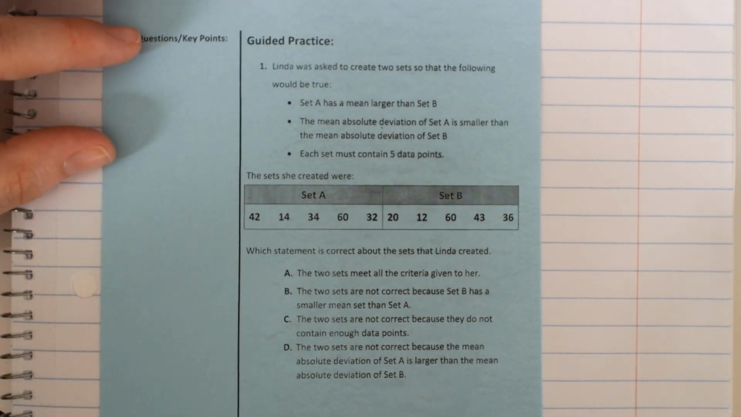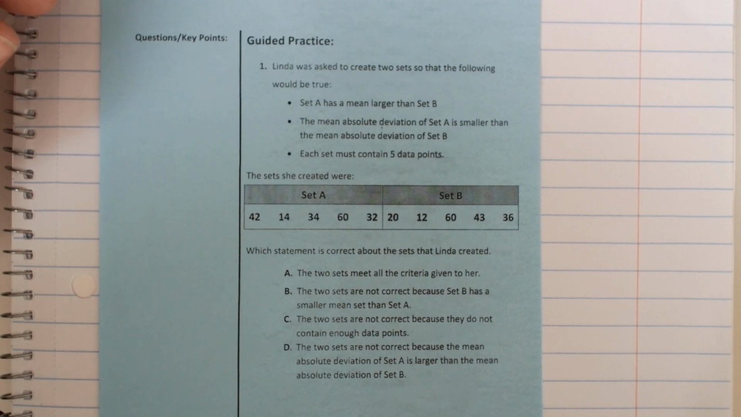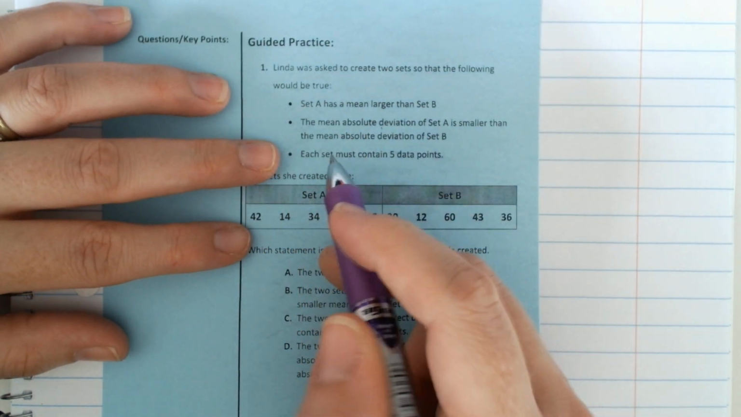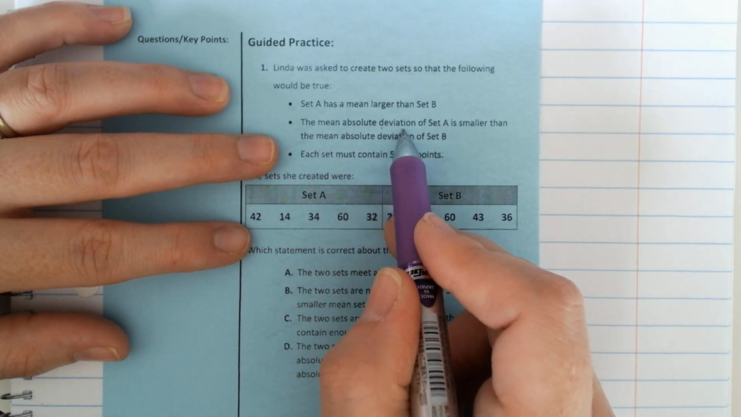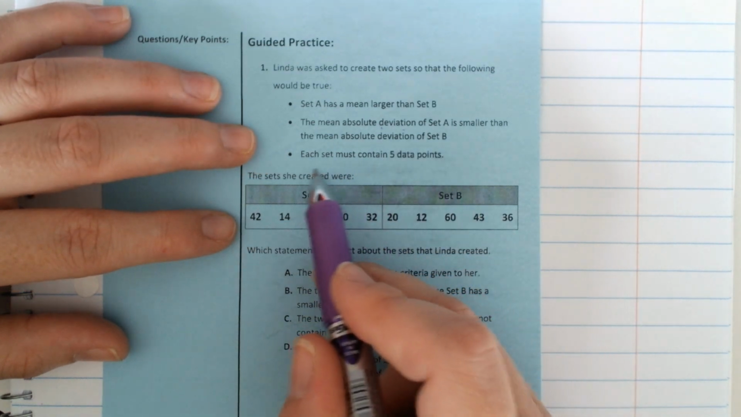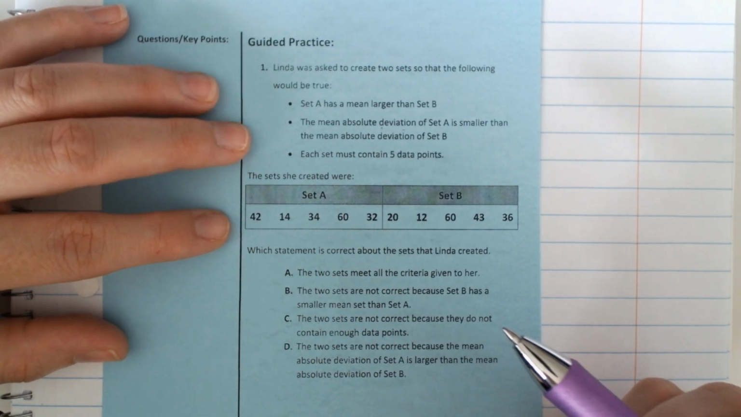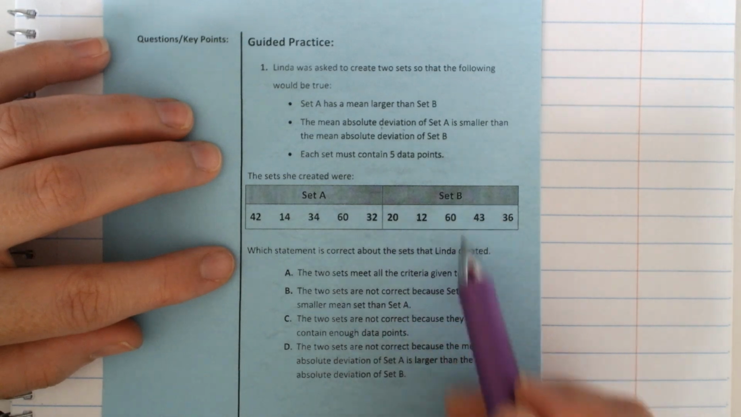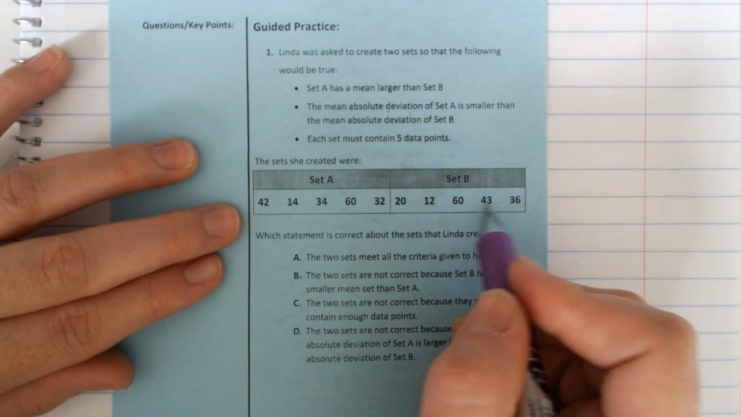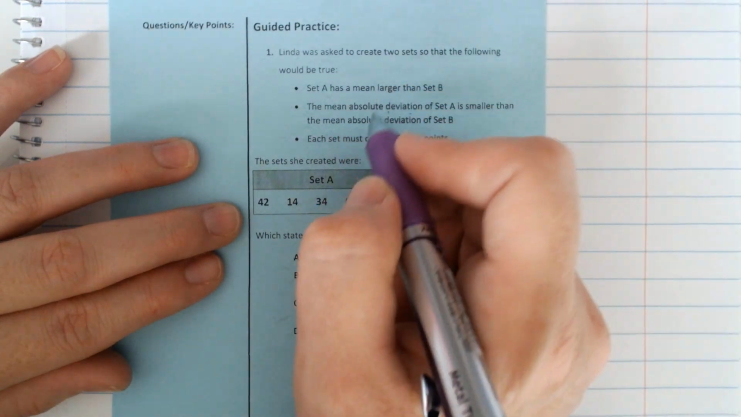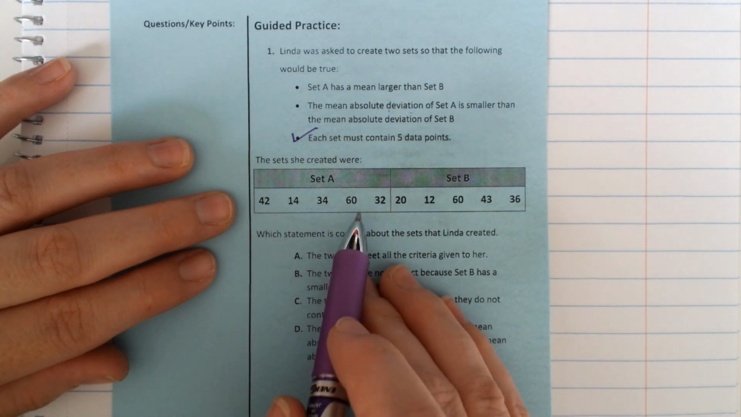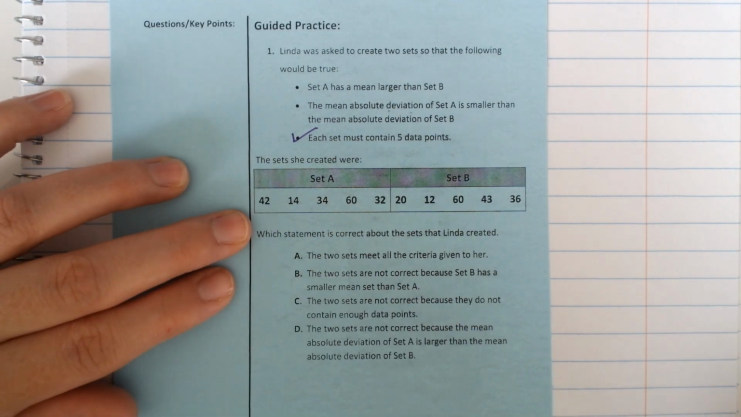Linda was asked to create two data sets so that the following would be true. Set A has a mean larger than set B. The mean absolute deviation of set A is smaller than the mean absolute deviation of set B, and each must contain 5 data points. So let's calculate that and see if she accomplished it. Okay? So each data set has 5 data points, so we know that's correct.